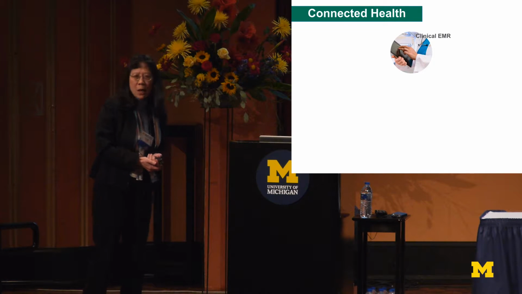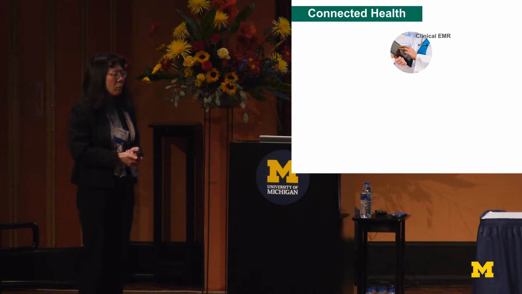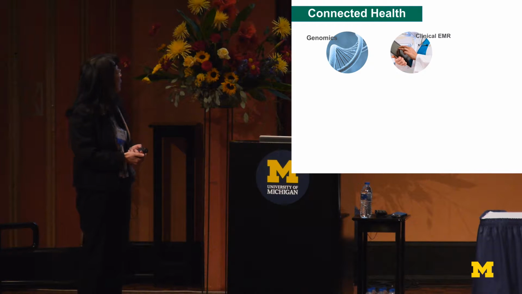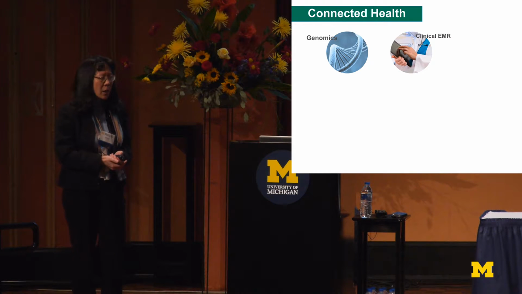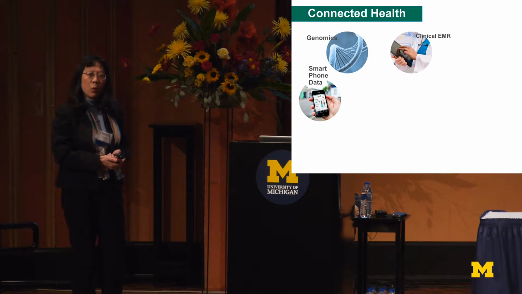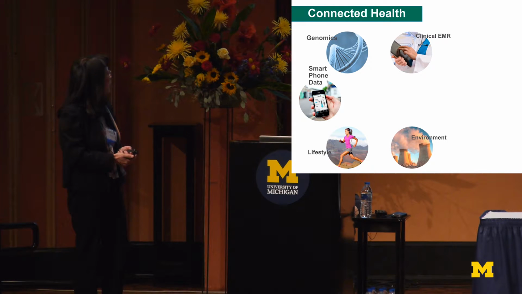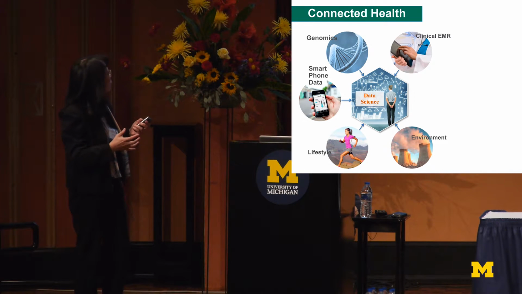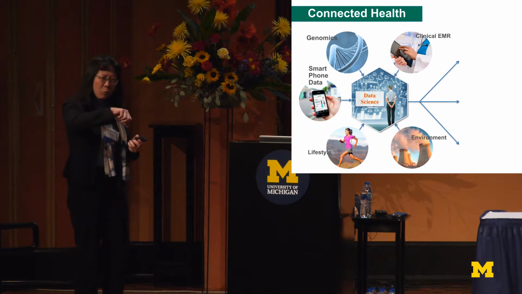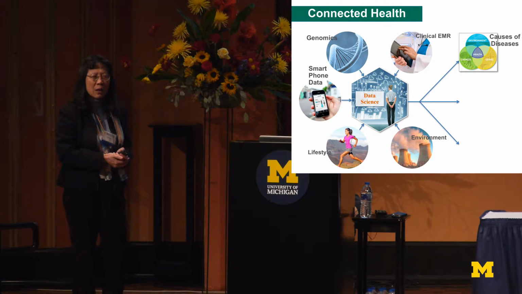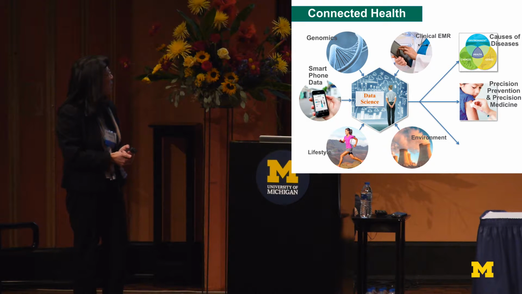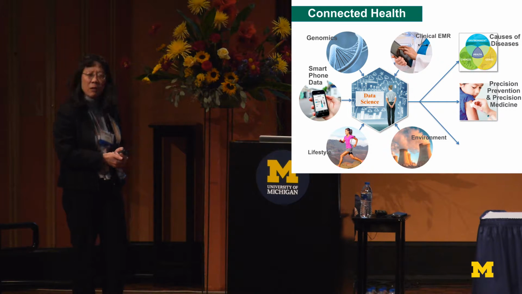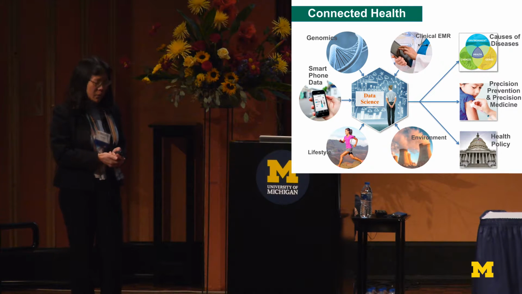So this introduces the concept of connected health. One component is the clinical data, such as EMR data. The second component is the genomics data, such as whole genome sequencing data, or smartphone data that can measure both phenotype and exposure information, as well as lifestyle data and environmental data. The idea is to take these different types of data and put them into the data science wonderland, and hopefully by crunching the machine, it can help us understand the causes of human diseases, and also develop precision medicine and prevention strategies, and better health policies.